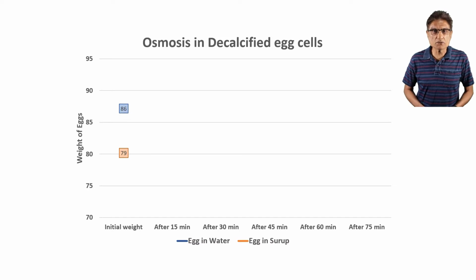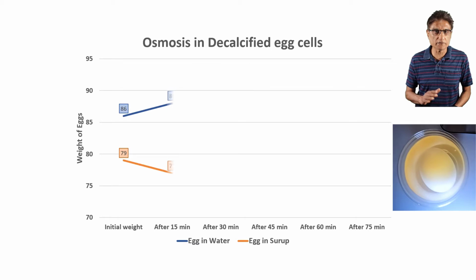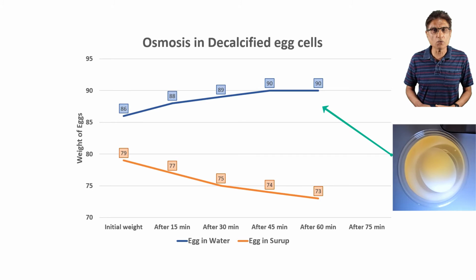The egg cell that was in water had more water outside the cell than inside the cell. And the water goes from higher concentration to lower concentration. In this case, the water kept on entering the cell and the cell kept on growing bigger. And that's why it kept on increasing in weight.